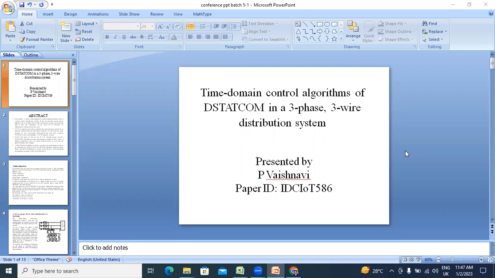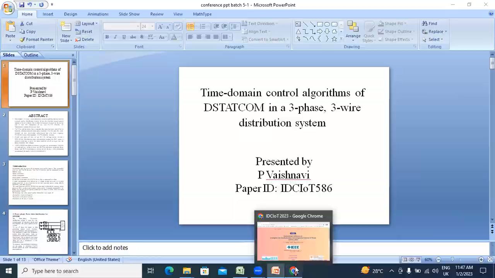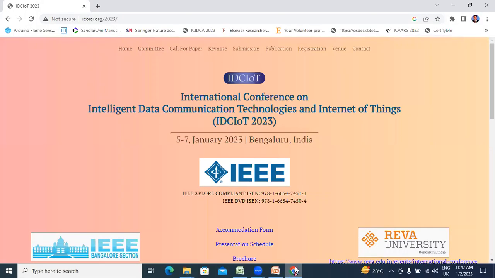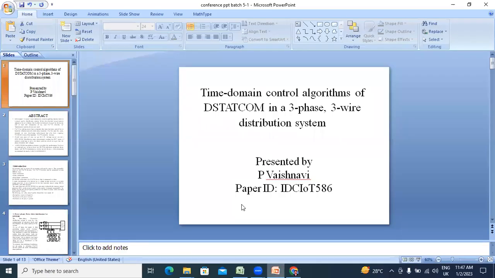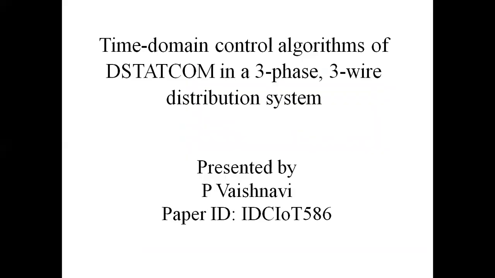Today I am going to present on time domain control algorithms of DSTATCOM in a three-phase three-wire distribution system. We are going to publish this paper in the International Conference on Intelligent Data Communication Technologies and Internet of Things, and our paper ID is IDC IoT 586.